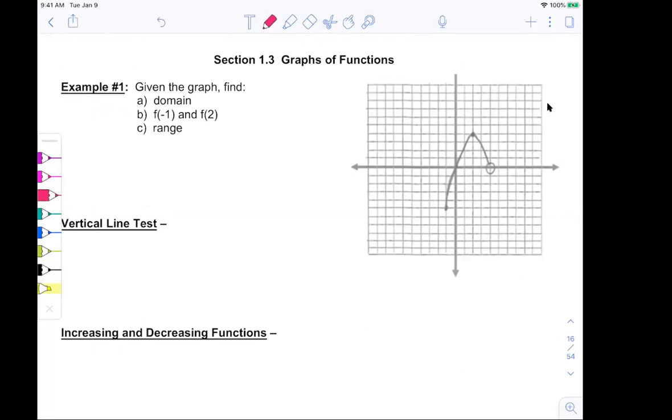But we're asked to use the graph to find the domain, the range, and then part B says f of -1 and f of 2. So let's do A and C first. Let's see if we can get the domain and the range of the graph. I always use a D for domain. Remember, the domain would be the x values of the function.